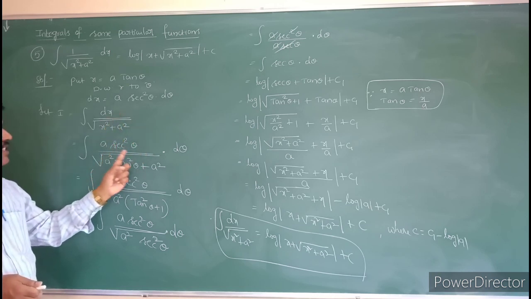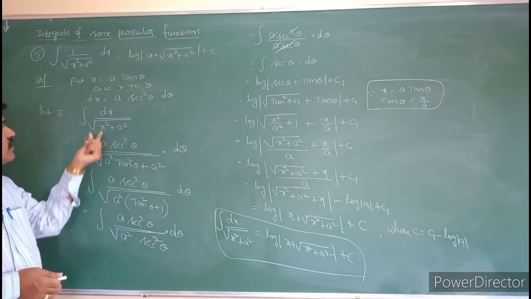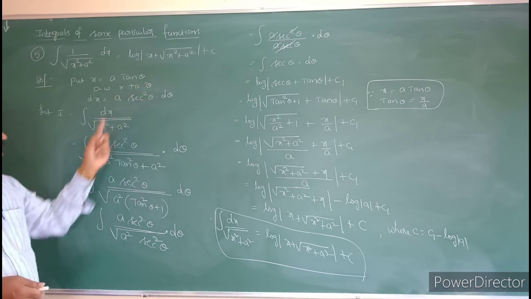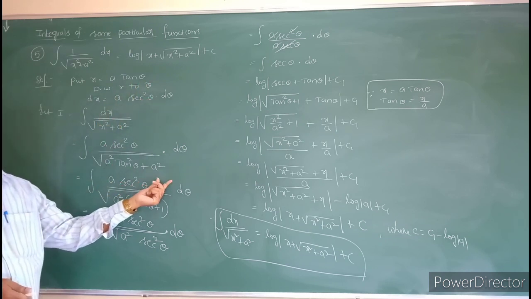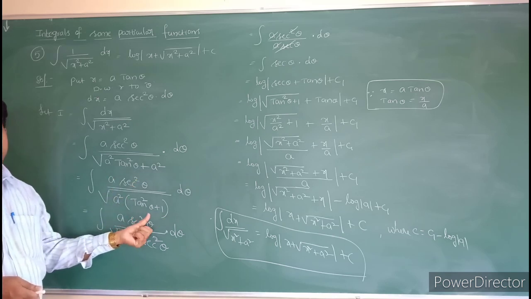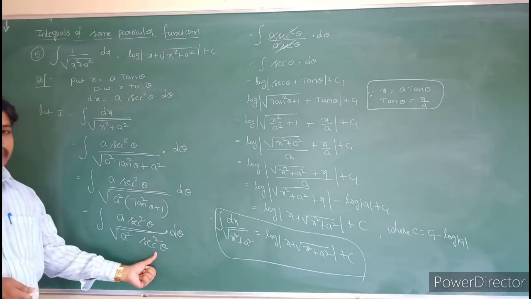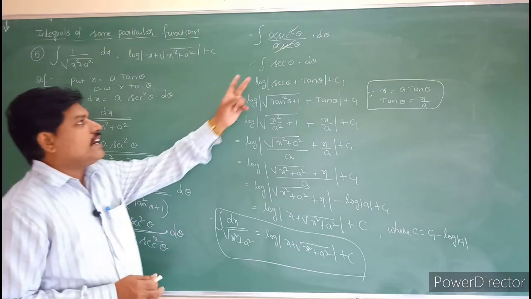dx value is a secant square theta d theta by root of, what is the x value? x value is a tan theta. Replace the value here: a square tan square theta plus a square. Take a square common: tan square theta plus 1, which is secant square theta. So root of a square into secant square theta. The square and the root will be cancelled. You will get a secant theta.